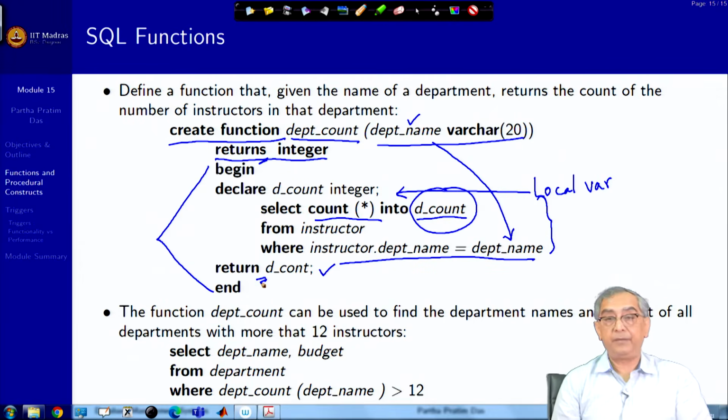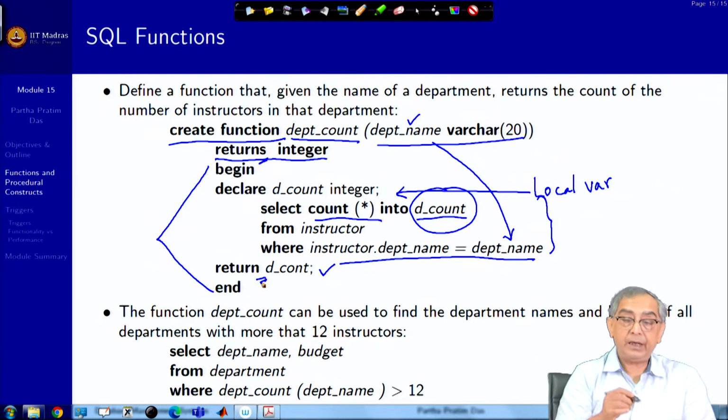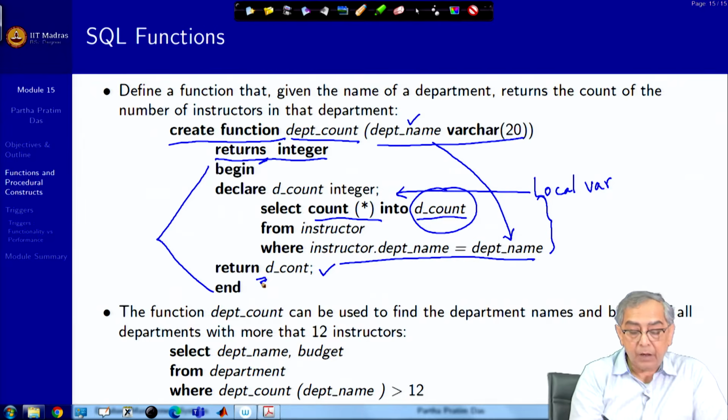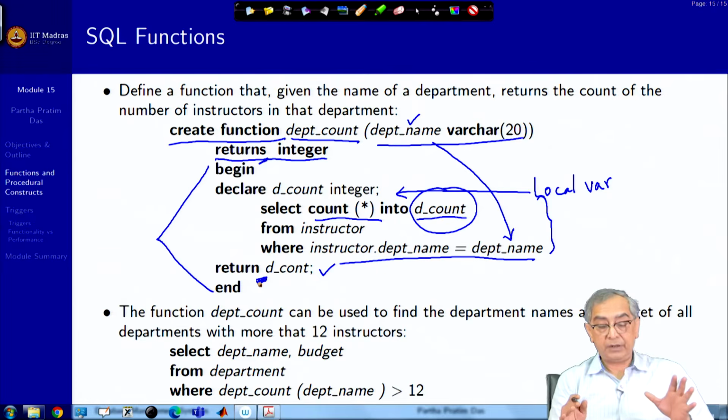Note the S is not there. So, when you declare the function and provide the return type, it is returns, and when you actually return the value, it is just return, the S is not there. Okay. So, this is what the function is.